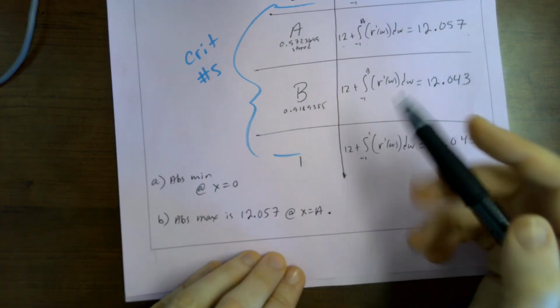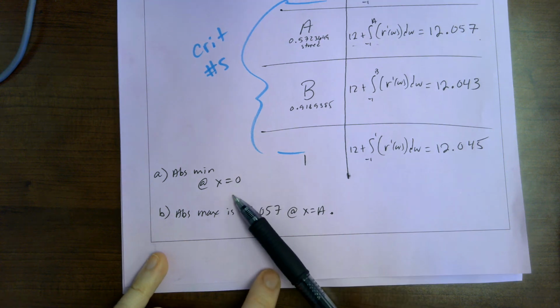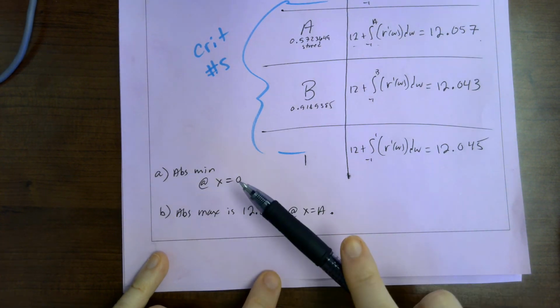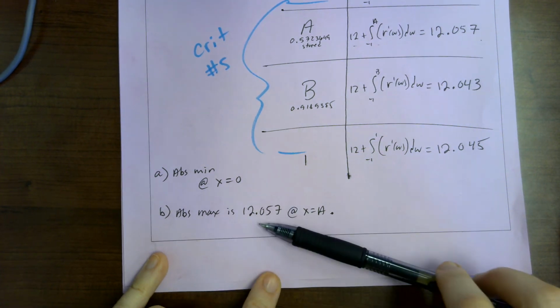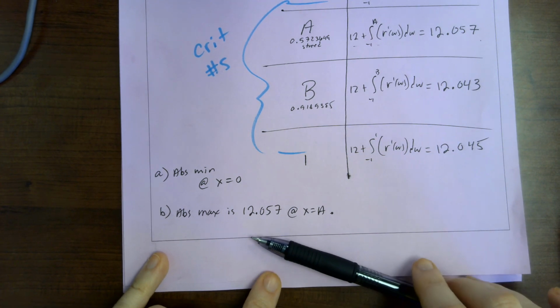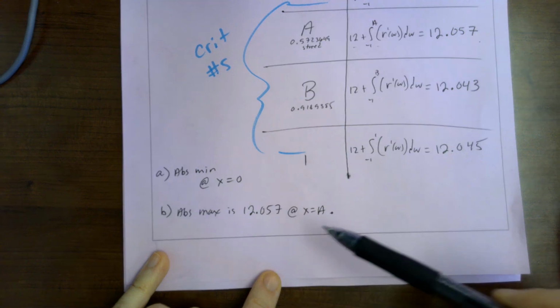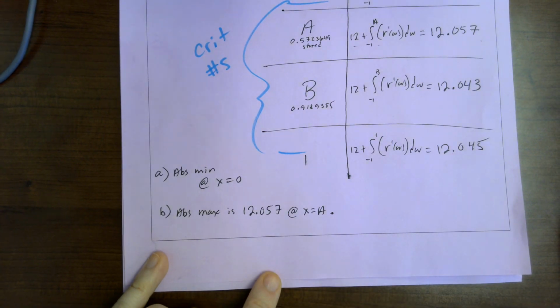Guys, the reason I asked you these questions differently is because sometimes they want to know at which x value the absolute max or min occurs, like part A, and other times they want to know what the absolute max or min is. So if they phrase the question like part A, they just want the x value. If they phrase the question like part B, they want the y value.